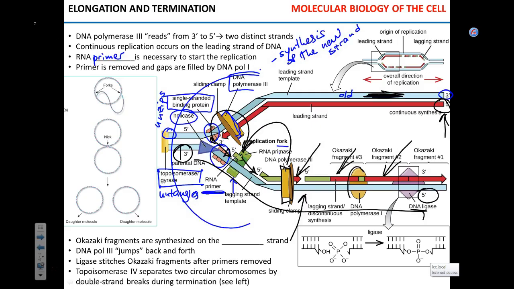Sorry, this strand is called leading. This strand is called lagging. So DNA polymerase 3 performs a continuous, uninterrupted synthesis of the new DNA strand on the leading strand. And on the lagging strand, DNA polymerase 3 makes discontinuous synthesis of Okazaki fragments, from which the primer is removed, and the fragments are stitched together by DNA ligase. Does that make sense?